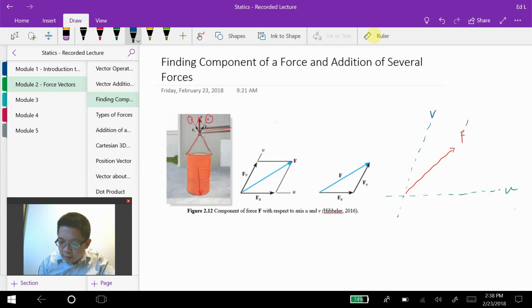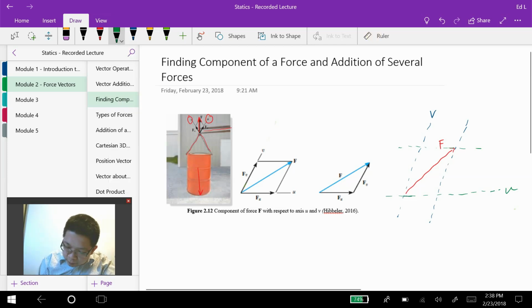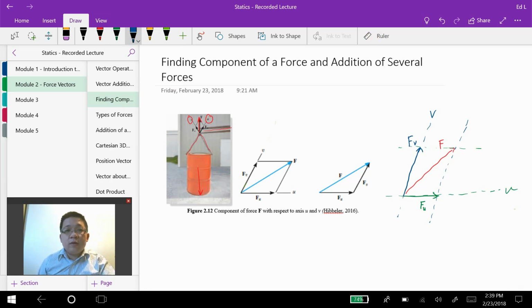So in here we can sketch a line that is parallel to V, and a line that is parallel to U. Basically, this component right here we can call Fu, which is the component of force F with respect to the U axis, and we can call this component right here Fv, which is the component of force F with respect to the V axis.